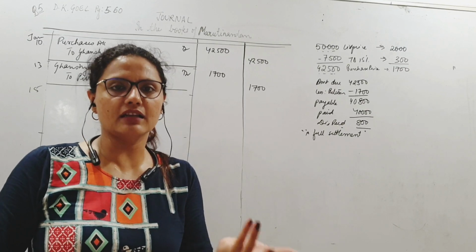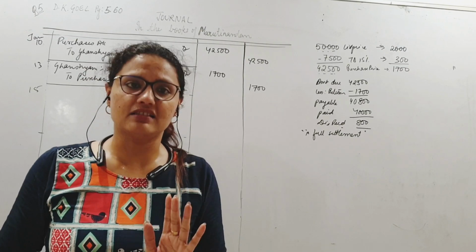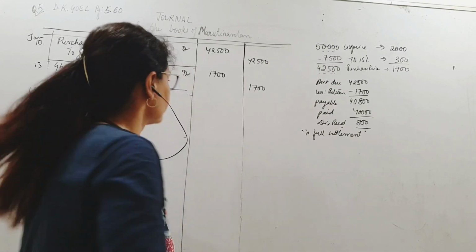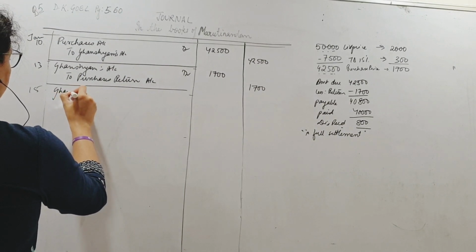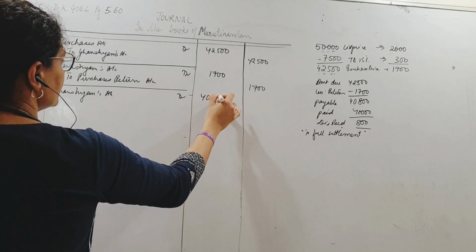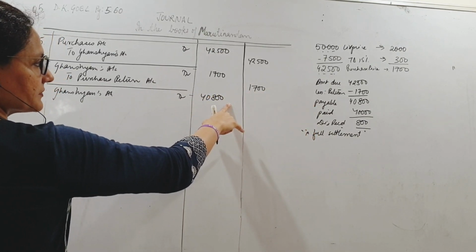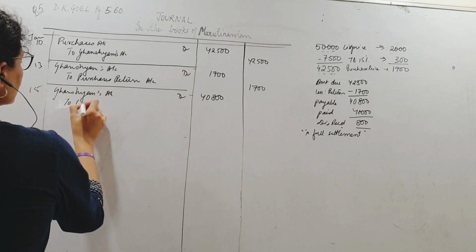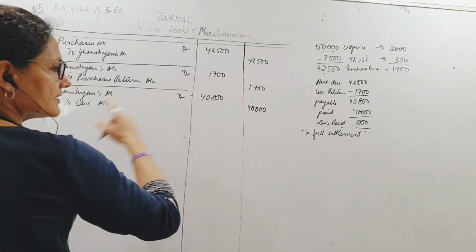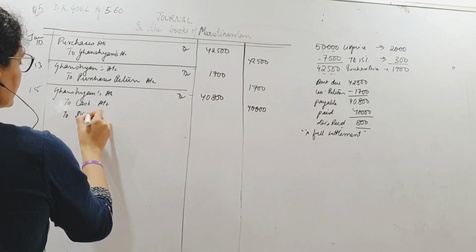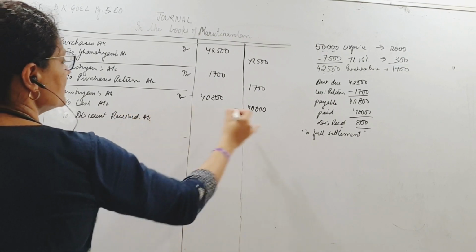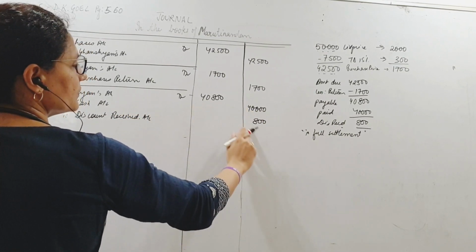And to whom are we paying? Ghanshyam. Ghanshyam को पैसा मिल गया. Is he still a creditor to me? No. Liability gone? Debit. So, Ghanshyam, debit. 40,800 अकाउंट में बाकी था, उसके पूरा डेबिट कर दिया. Correct? Cash. Cash is going out only 40,000. Yes. And the remaining is discount received. So discount received is 800. See, debit equal to credit.